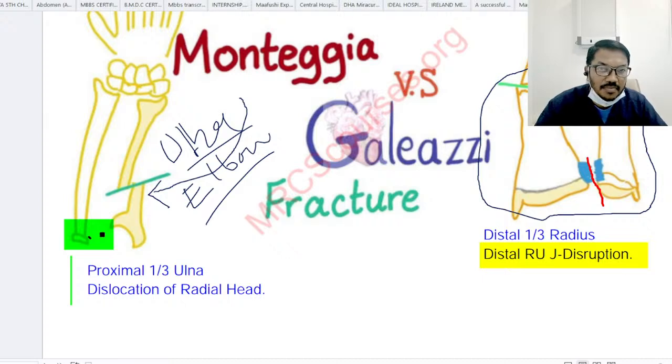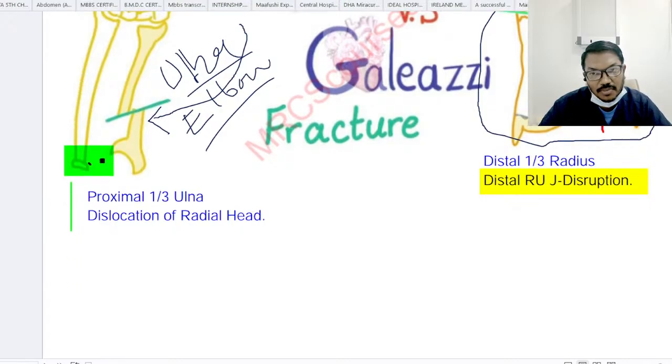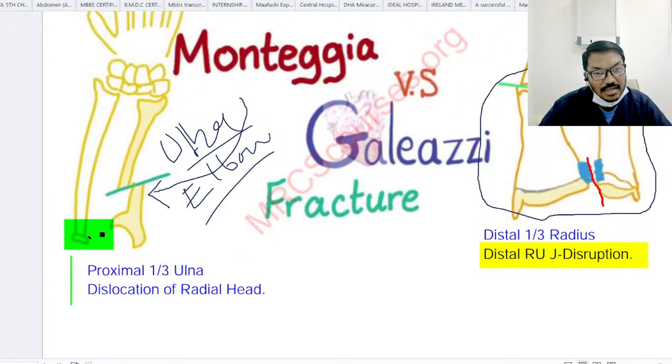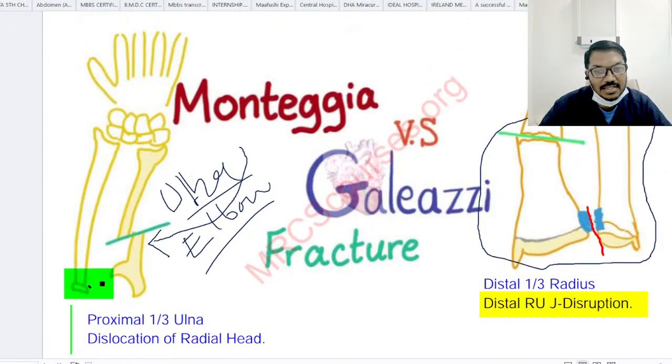And in Galeazzi, distal one third of the radius fracture. In Monteggia, ulnar fracture, and Galeazzi, radius fracture. Which radius? Distal one third of the radius fracture, and distal radio-ulnar joint disruption. Both distal. In Galeazzi, both distal.